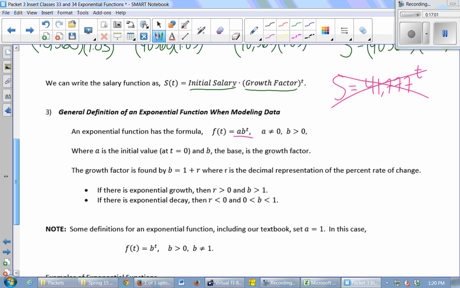B would never be less than 0. And A can't be less than 0 either, because A is an initial amount, some quantity of stuff. So it can't be 0.